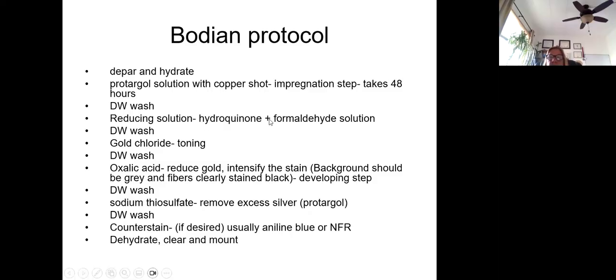Yeah, and it's hydroquinone with a formaldehyde solution. Then we're going to distill water wash. We're going to tone with gold chloride. We're going to distill water wash. Then we're going to go into oxalic acid. Now, this oxalic acid is going to reduce the gold coloration, and intensify the stain.